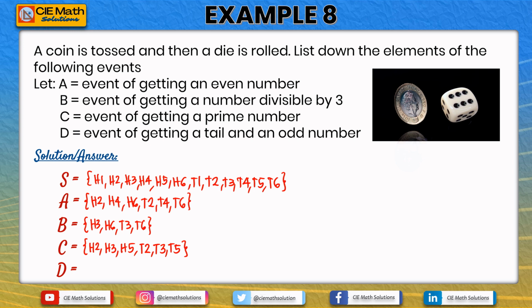So only 2, 3, and 5 are the prime numbers from 1 to 6. Event D. Event D is an event of getting a tail and an odd number. So it's clearly specified that the first one must be a tail, and the second one is an odd number. So it could be tail 1, tail 3, and tail 5. So there are only 3 elements then of event D.